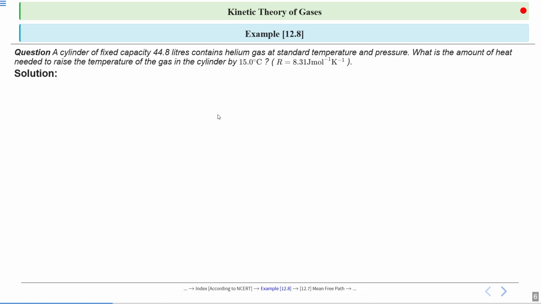So let's now solve the example. We will start solving this example by using the given terms. Volume V equal to 44.8 liters. Here we need to convert volume from liters to cubic meters. Remember, 1 liter is equal to 0.001 cubic meters. So we will multiply 44.8 by 10 raised to the power minus 3 meter cube.